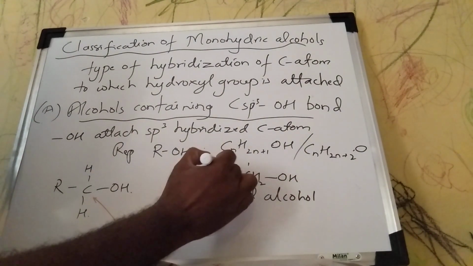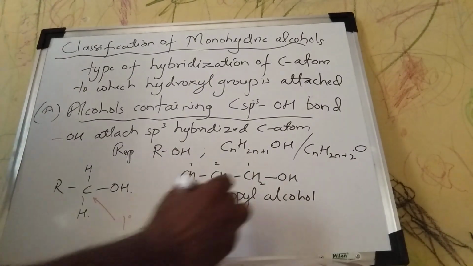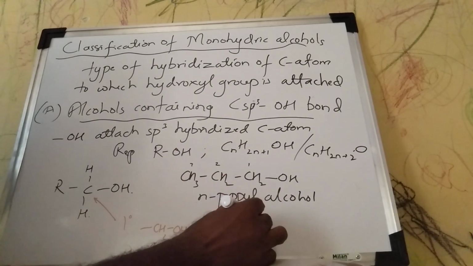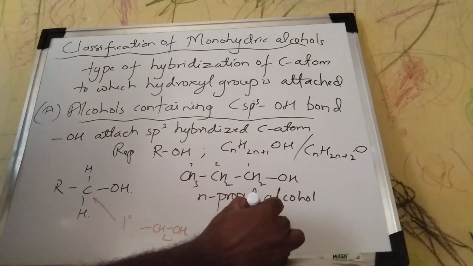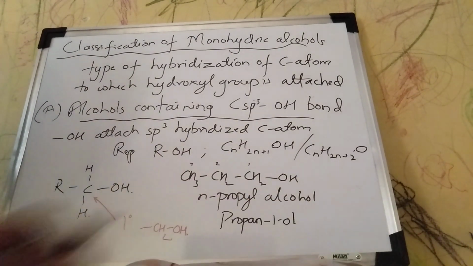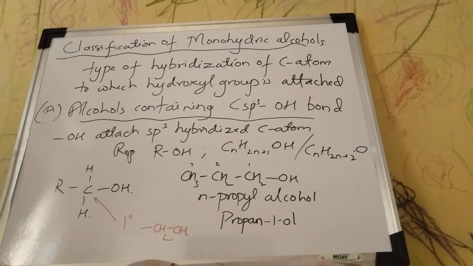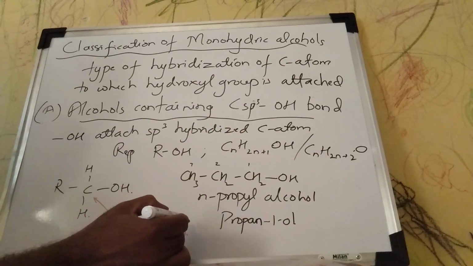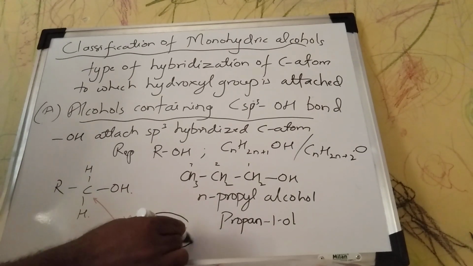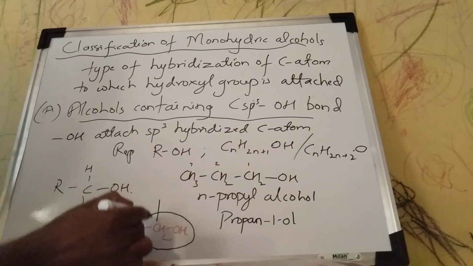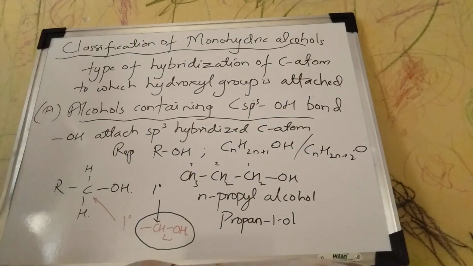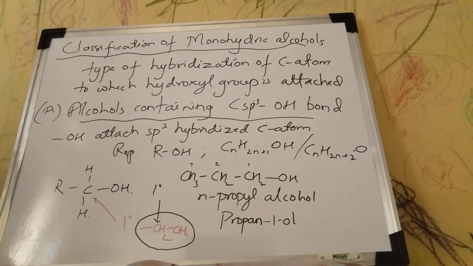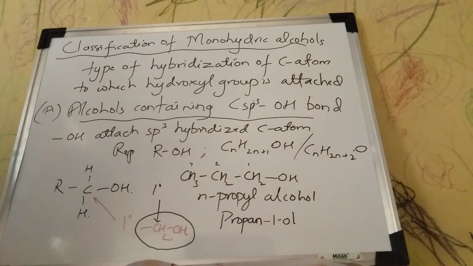IUPAC name: 1, 2, 3, propane. OH group is attached on the first carbon atom. Propan-1-ol. So this is a primary alcohol, in which the OH group is attached to the primary carbon atom. And the primary carbon atom is what? Which is attached to one functional group, two hydrogen atoms and one alkyl group.